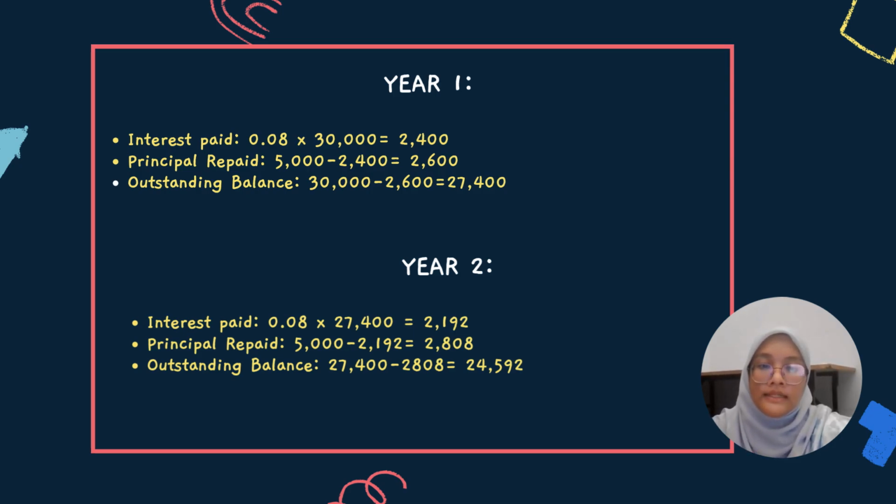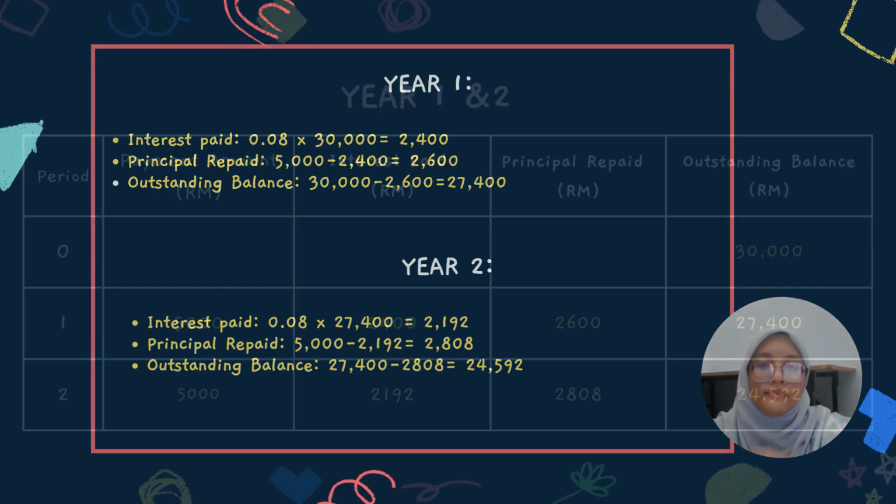In year 2, the interest is now calculated on the new balance. 8% of 27,400 ringgit gives us 2,192 ringgit. Again, the business pays 5,000, and subtracting the interest means 2,808 ringgit is used to reduce the principal. Consequently, the outstanding balance at the exact end of year 2 is 24,592 ringgit. This becomes our new starting point.